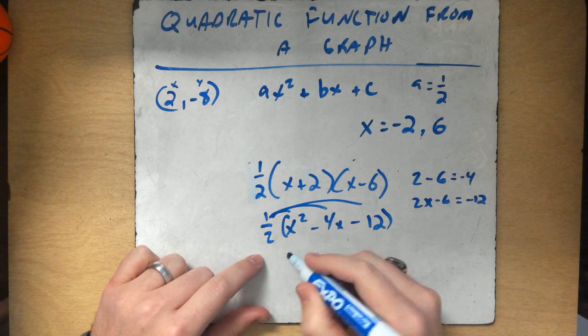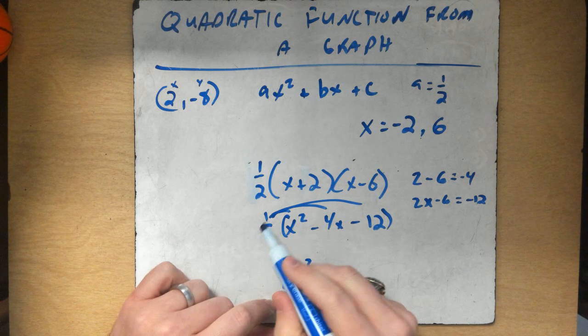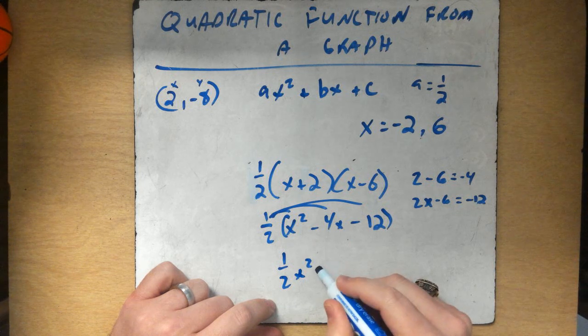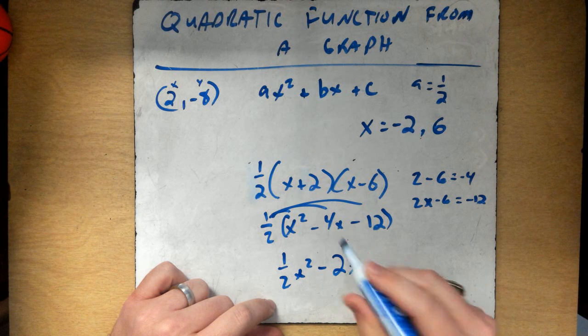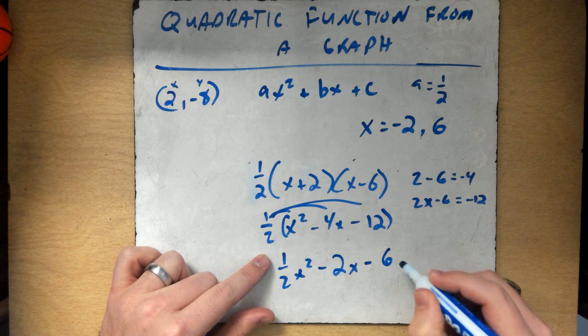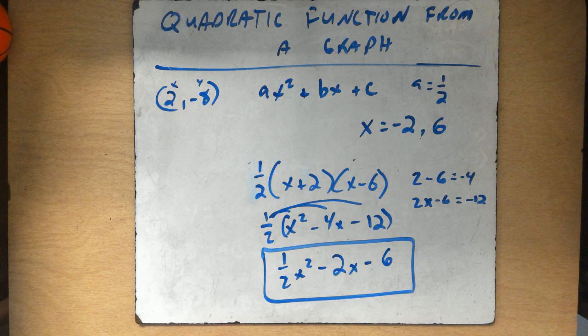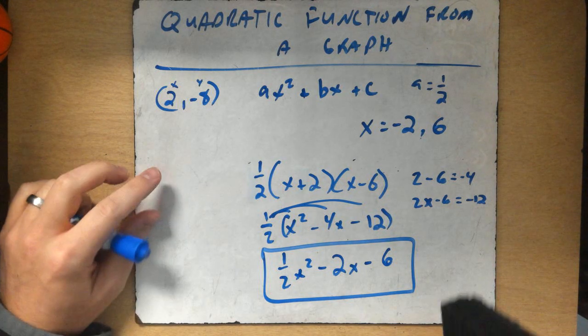So my 1/2 times x squared is just going to be 1/2 x squared. My 1/2 times 4x. What's half of 4? Half of 4 is 2. X stays with it. And 1/2 times 12, half of 12 would be 6. And that is my equation of the function. So, a lot of steps, I know, long process, but just take it step by step. Remember what you're doing. We'll do another one to reinforce.